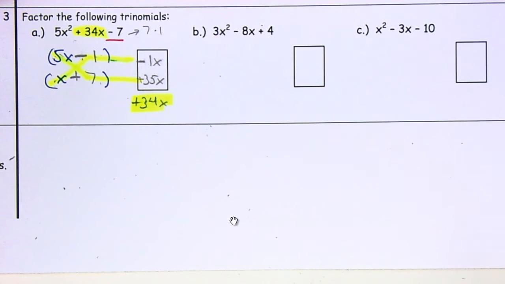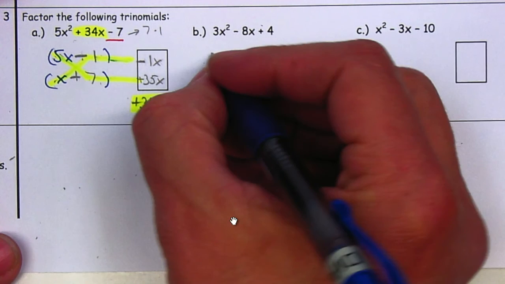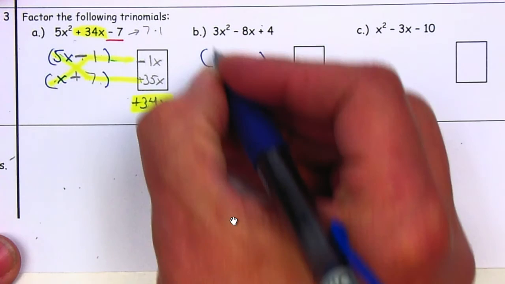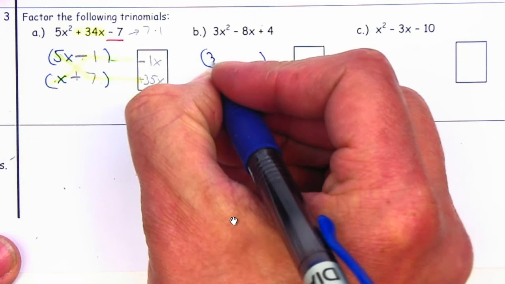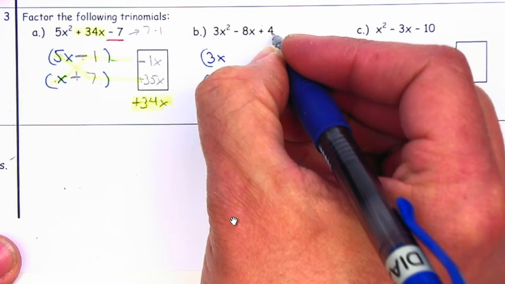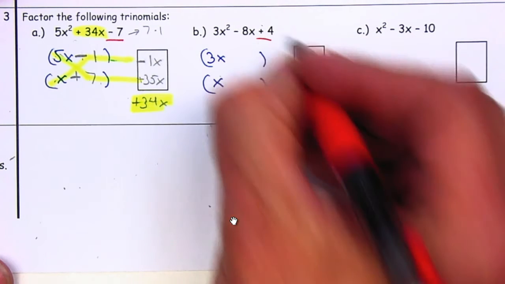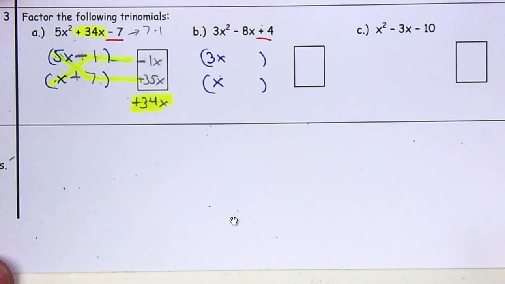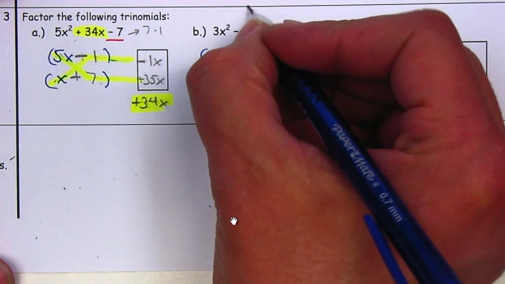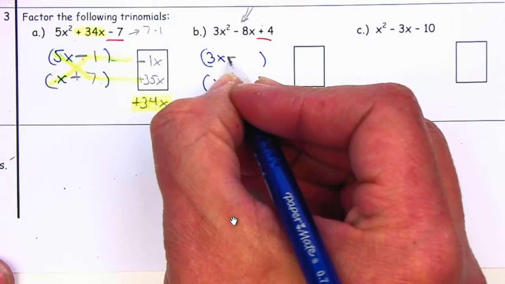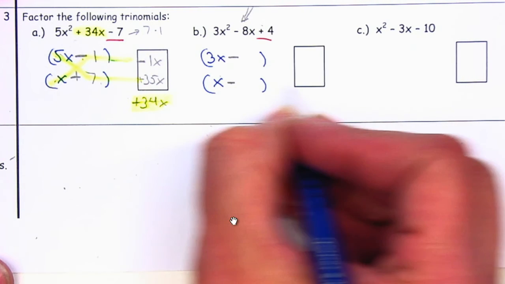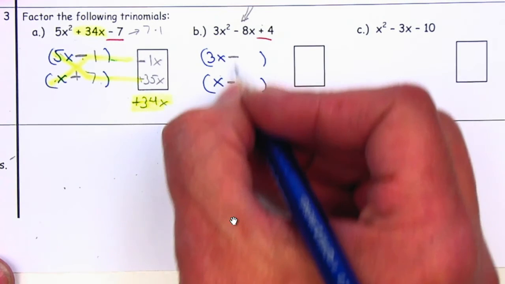Letter B. Double parentheses. The factors of 3x squared will be 3x multiplied by x. The factors of 4, I have a positive 4. Both should be positive or both negative. It needs to end up with a negative number, therefore both of them are negative. Remember, if in case you end up with a positive 8, you can just change the signs.